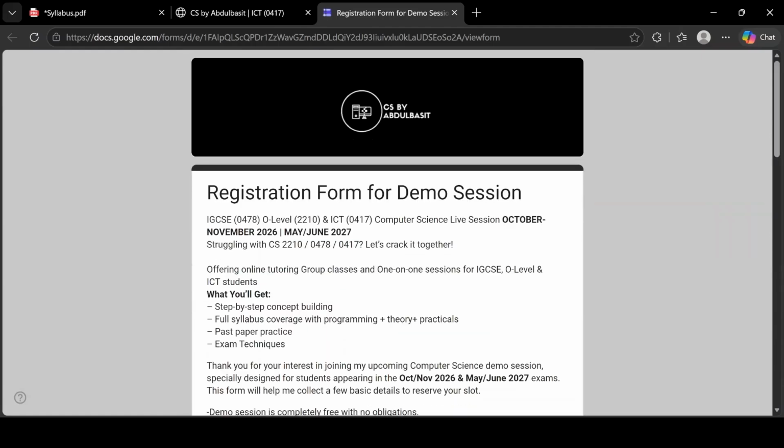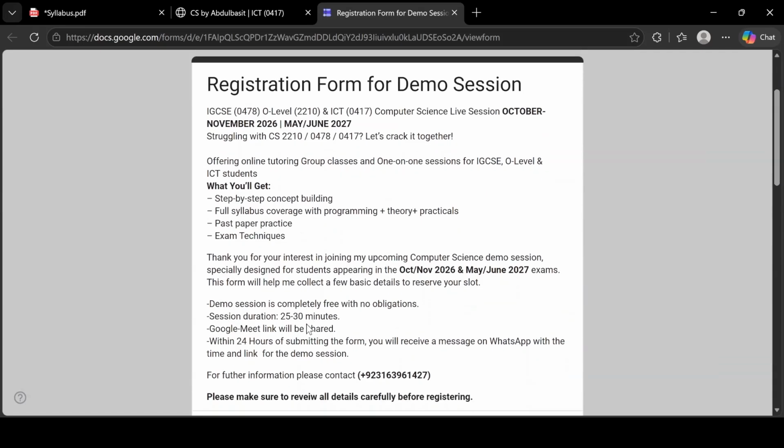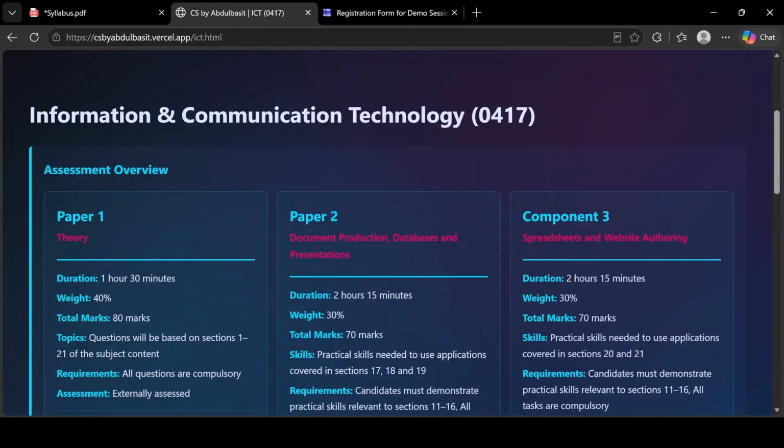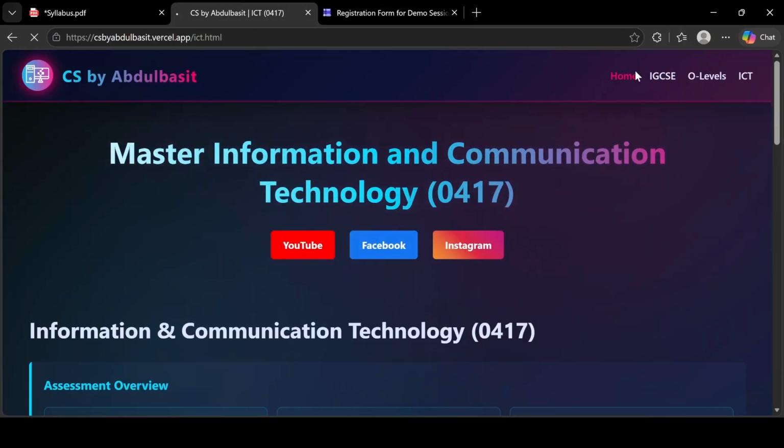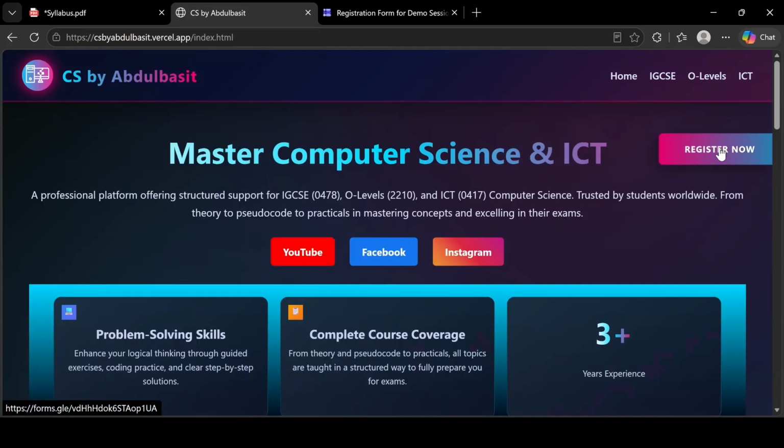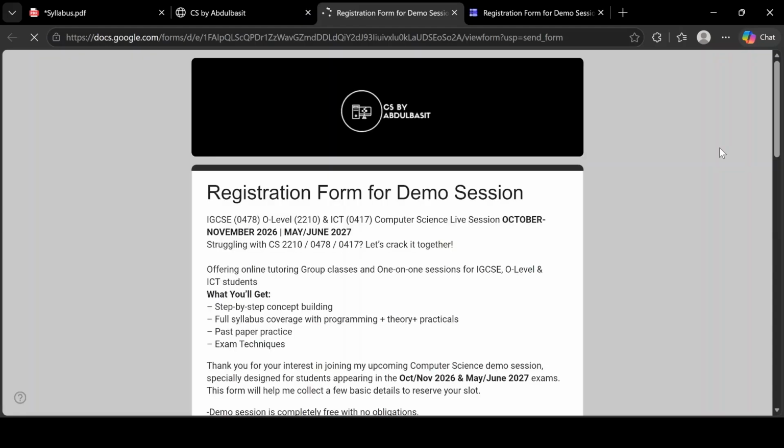And after you register, soon you will get a message on your WhatsApp, through which a link will be shared for Google Meet, and your demo will be taken. You can take a free demo there. Okay, I hope it is clear. You can also directly visit that particular registration form using the home page. Also, you can simply click on that particular registration, and you will be redirected to that particular form.